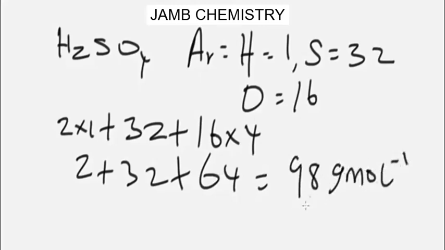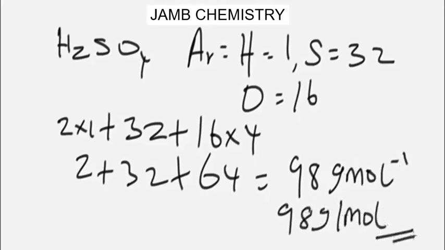Okay, you can either write it like this or write it like this: 98 gram per mole. So that will answer this question. Now, before we end this class, I'll show you guys how you can calculate the relative molar mass of the compound, or the molar mass of the compound.